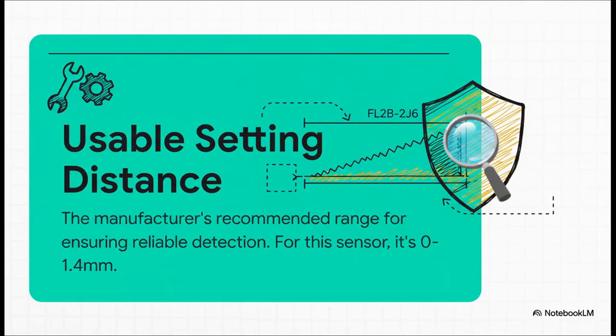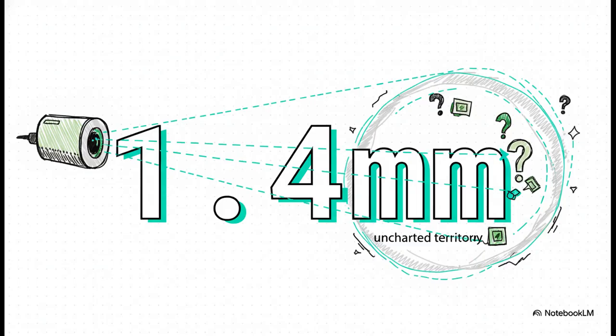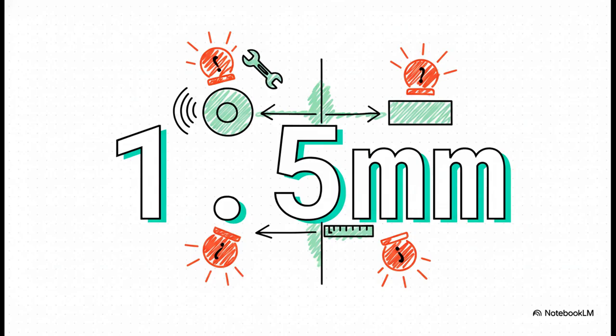Now let's look at the rule book, the manufacturer's own data. See, every sensor has rules for it to work reliably. And for this specific model, the FL2B-2J6, that rule is called the usable setting distance. Think of it as the guaranteed safe zone for detection, and it is a tiny, tiny window between 0 and 1.4 millimeters. So let's just lock that number in our heads for a second, 1.4 millimeters. That is the absolute maximum distance the manufacturer promises this sensor will reliably see its target. You go any further than that and you're officially in uncharted territory. All bets are off.